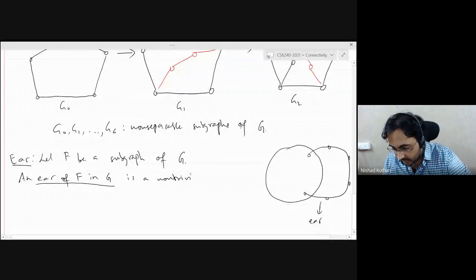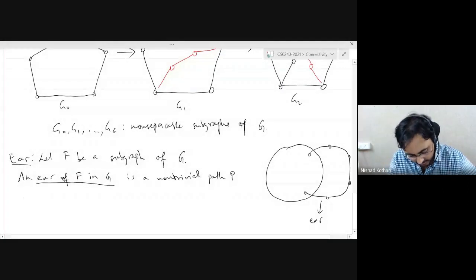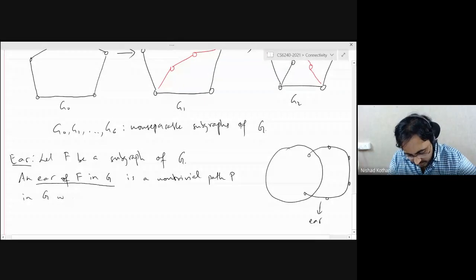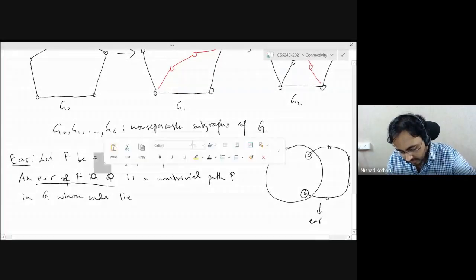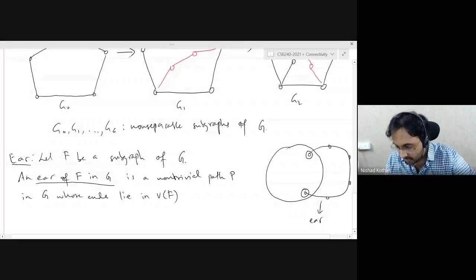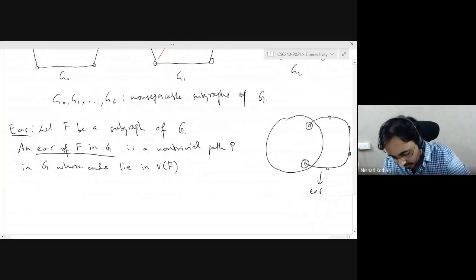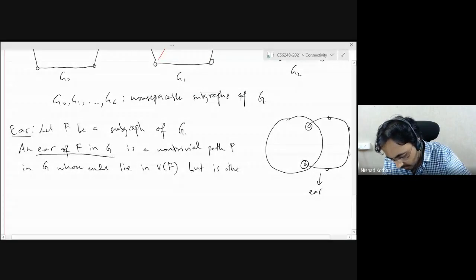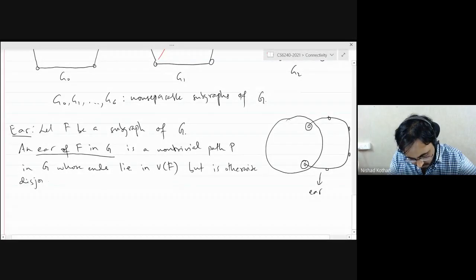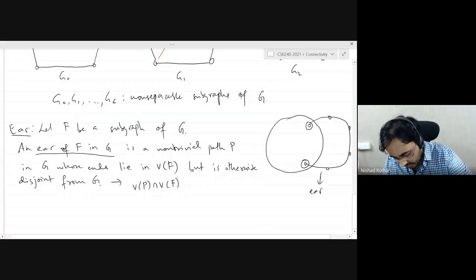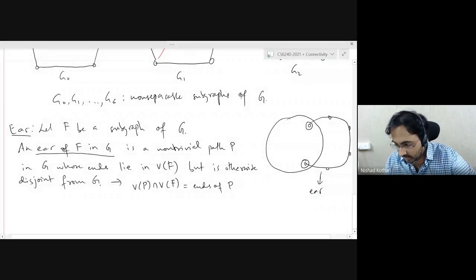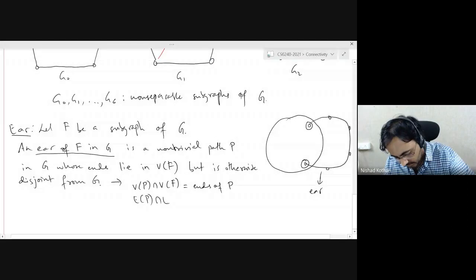It is a non-trivial path P in the graph G whose ends lie in the vertex set of F, but is otherwise disjoint from F. What I mean by that is the vertex set of P intersect the vertex set of F is exactly the ends of the path P, and the edge sets of the two are completely disjoint.